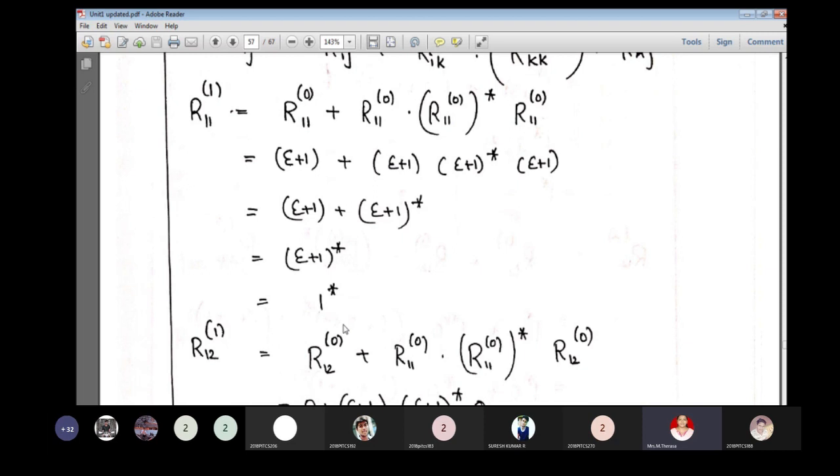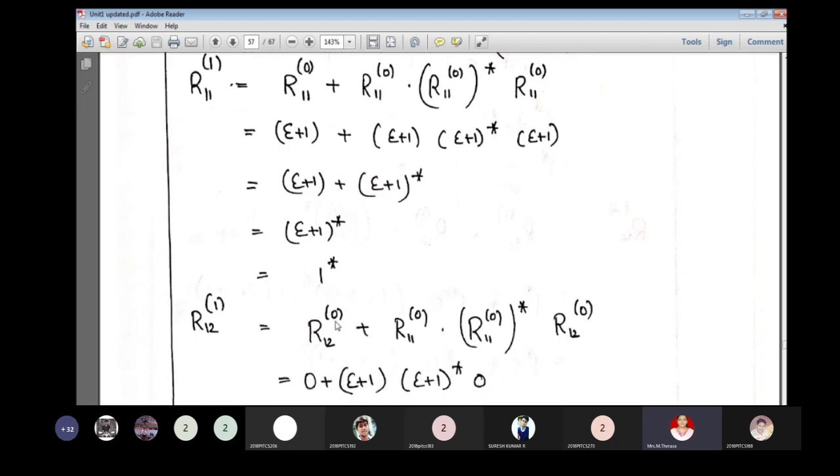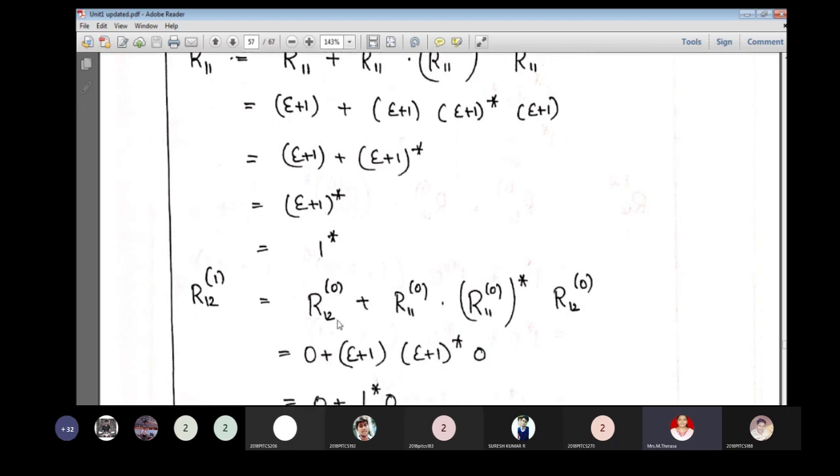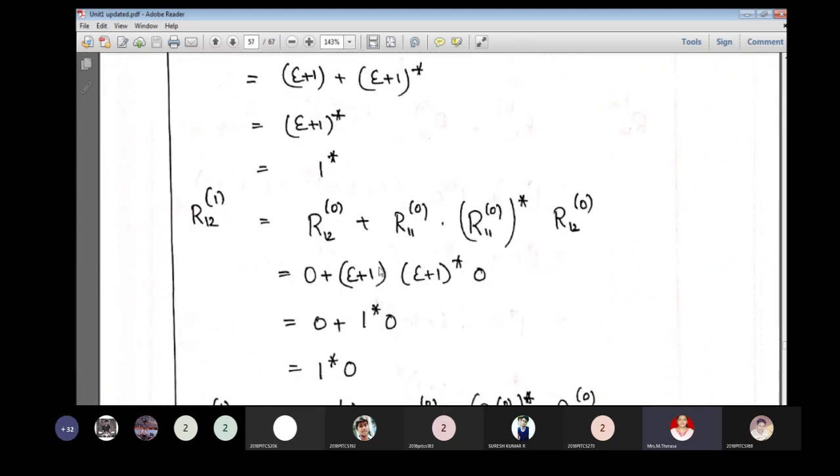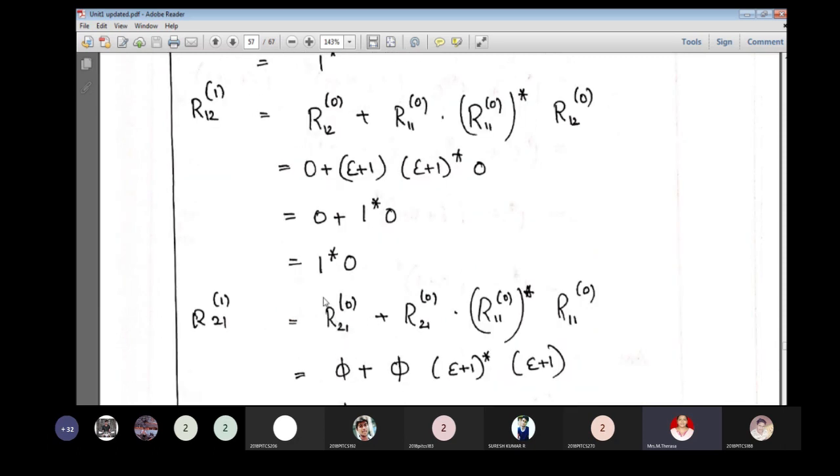And similarly, then we have to find out R12 power 1. So how can we find out R12 power 1? Use the same formula. R12 power 1 can be written as R12 power 0 plus R11 power 0 dot R11 power 0 the whole star R12 power 0. So what is R12 power 0? Get it from the previous, that is 0. And R11 power 0 is epsilon plus 1. Then epsilon plus 1 the whole star, 0. So this content can be represented as 1 star 0. So 0 plus 1 star 0 is nothing but 1 star 0.